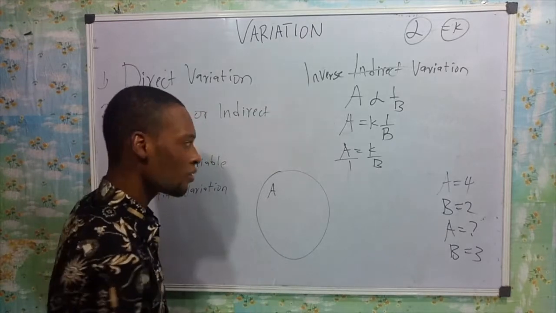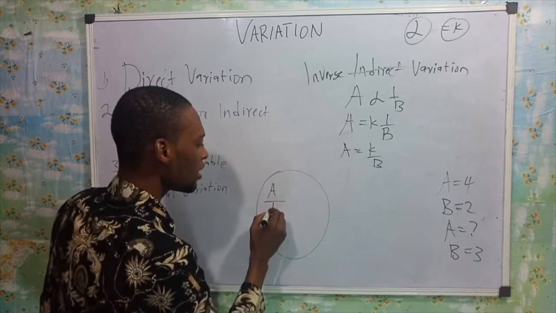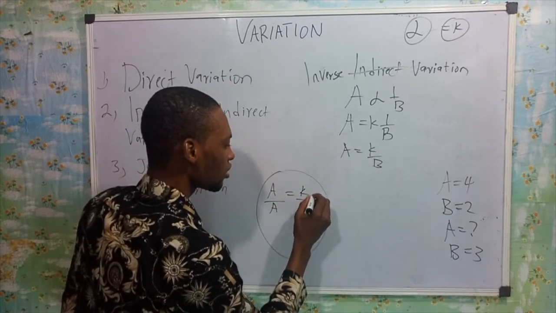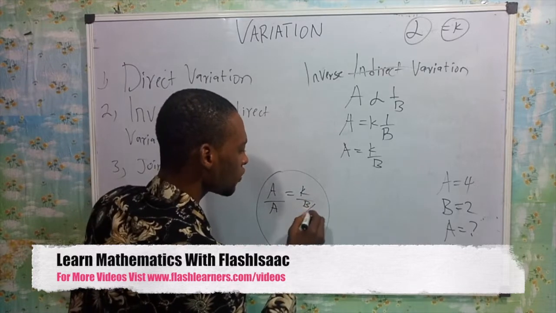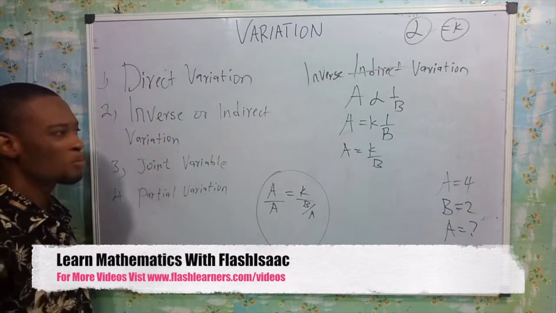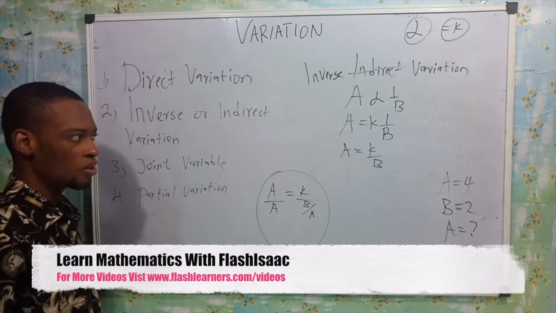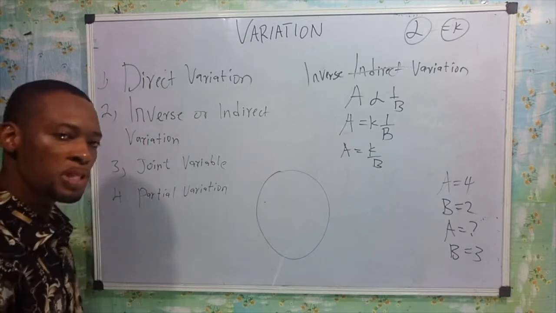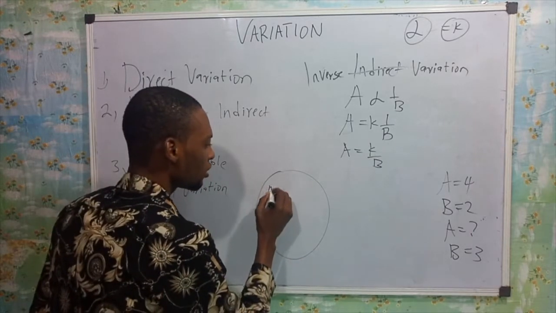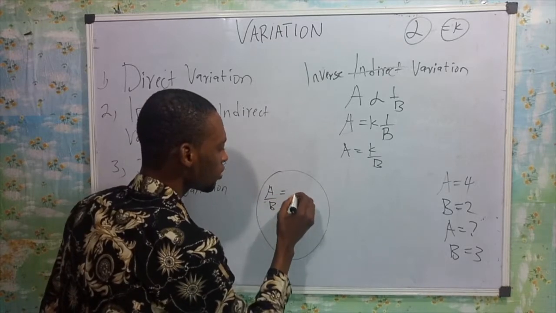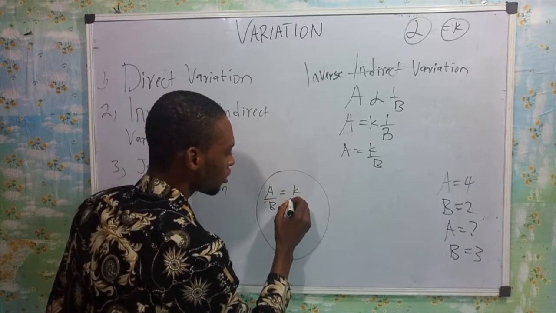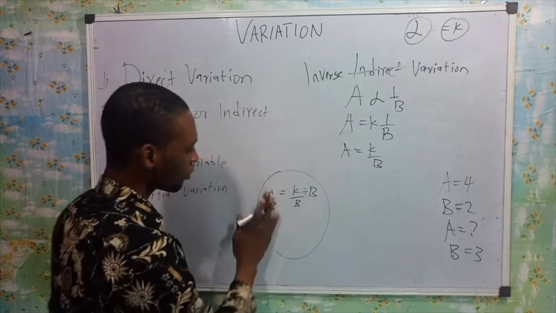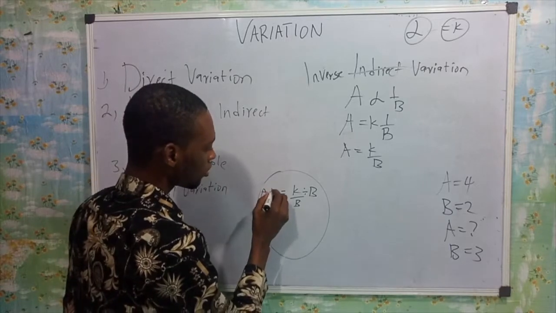Okay, let's say we divide by A, for instance. So it will be A over A, right, equals K over B over A. It won't work. You get the gist. If we divide by A, it won't work. But okay, let's divide by B and see. A over B equals K over B divided by B. A divided by B.